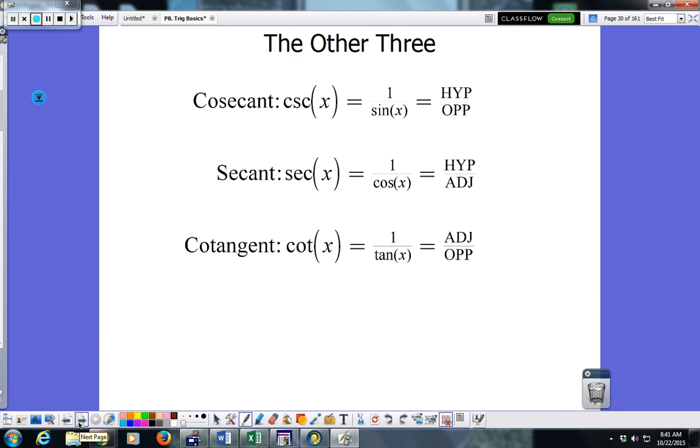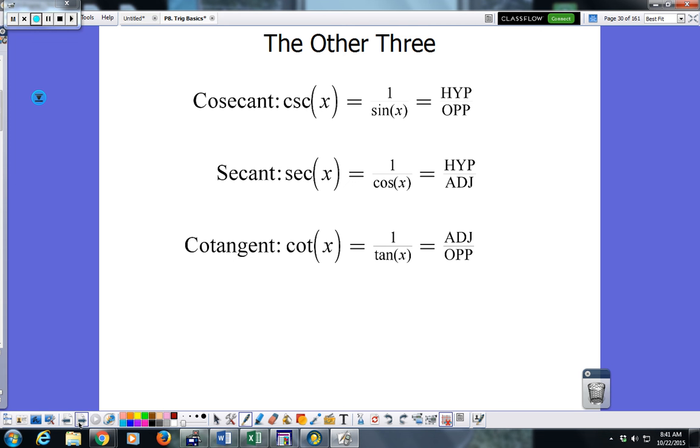Cosecant, secant, and cotangent. The other 3 trig ratios. Cosecant is simply the, don't say inverse, but reciprocal. And catch me because I'm horrible, bless you. I'm horrible about saying that. I'll say that cosecant and sine are inverses of each other. They're not. They're reciprocals of each other.